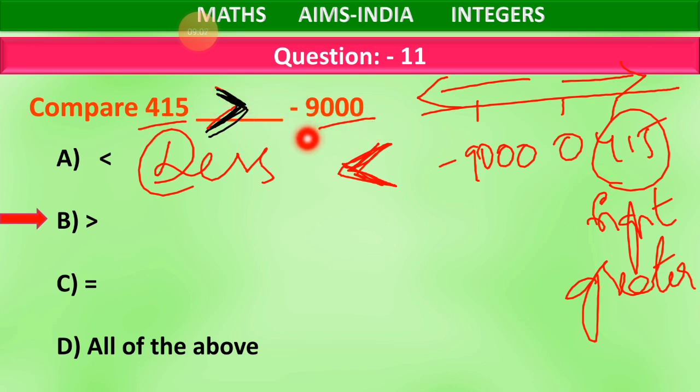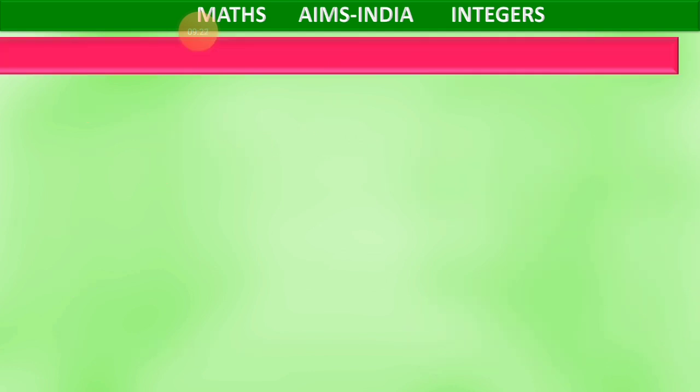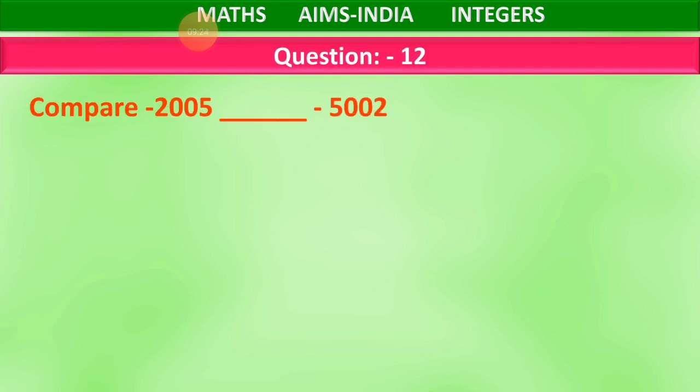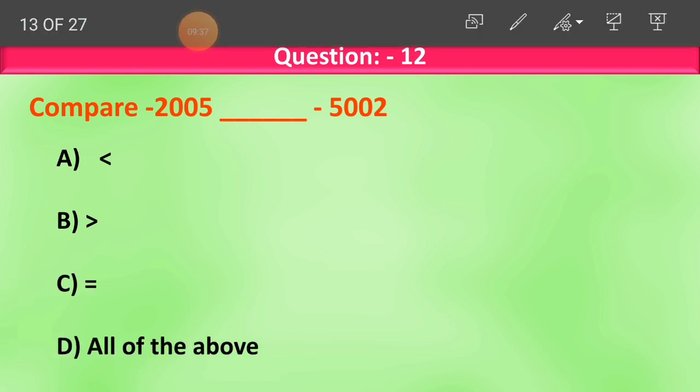Don't get confused that here we are having 9000 and 415, so 9000 is greater. No. This is a negative integer and all negative integers are always less than positive integers. Next question, number 12. Compare minus 2005 and minus 5002. Again, option A less than, option B greater than, option C equal to, option D all of the above.